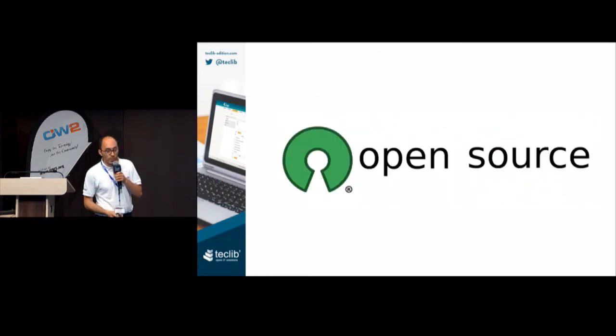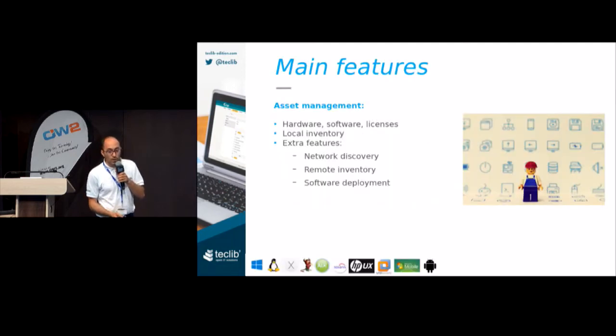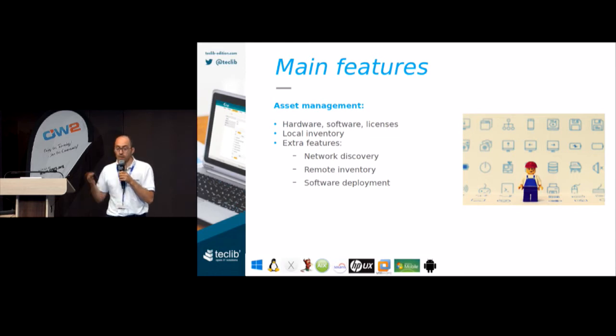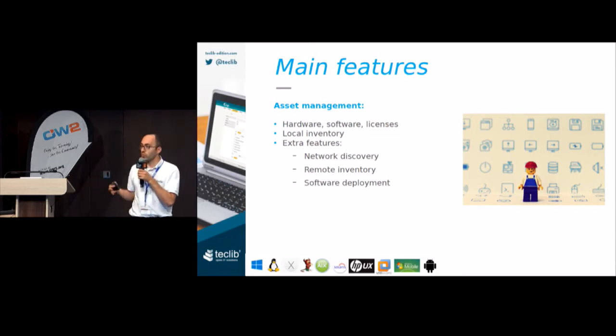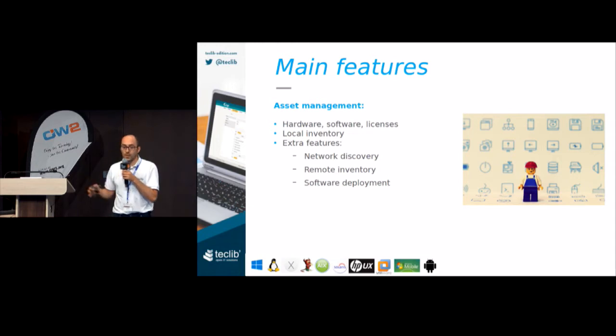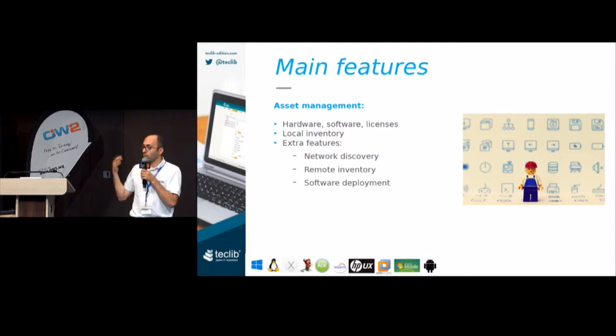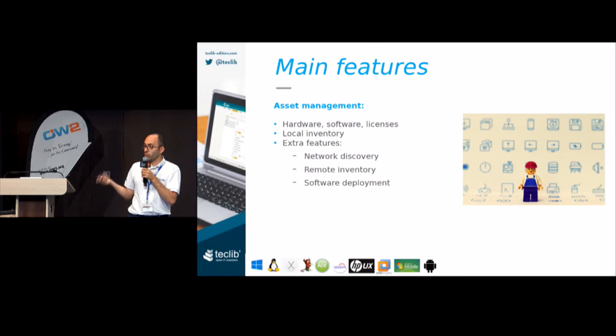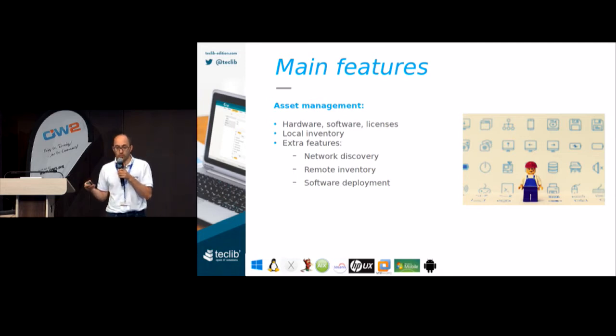So what is GLPI? It's an open source project aiming at first at doing asset management. So the idea with GLPI is that in one tool you have all the assets of your company, and you try to have all the data needed to know exactly what kind of assets you need to renew, when your licenses or the warranty of your assets are going to expire, these kinds of things. We do local inventory using agents of other projects like Fusion Inventory or OCS Inventory.